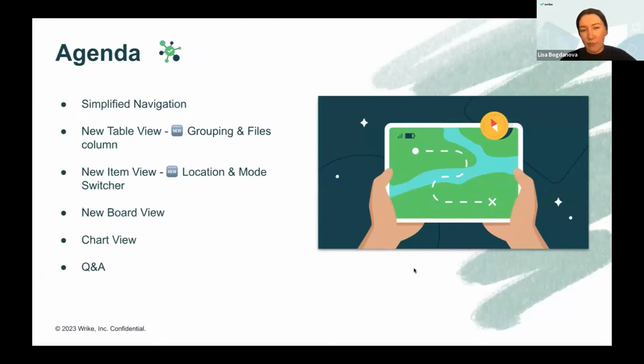So we have those 5 main elements of Wrike Lightspeed, and those are simplified navigation, new table view, new item view, new board view, and the new chart view. You may notice that we actually have some additions here. For example, for the new table view, we are going to be talking about grouping, which is a very new thing that was just released last week. And then we're also going to be talking about some innovations for the new item view, like the location or tags, and also the mode switcher.